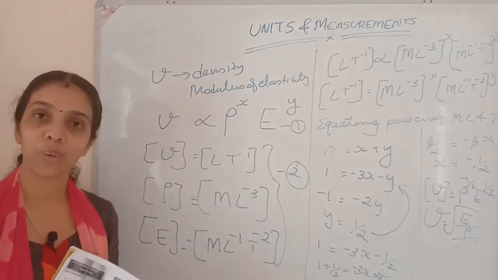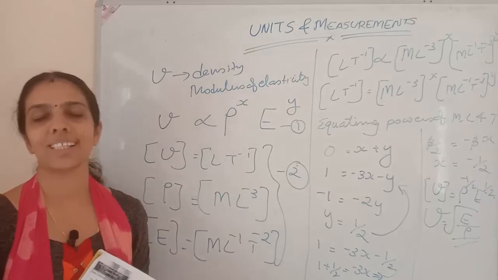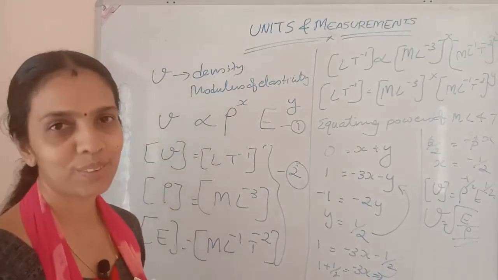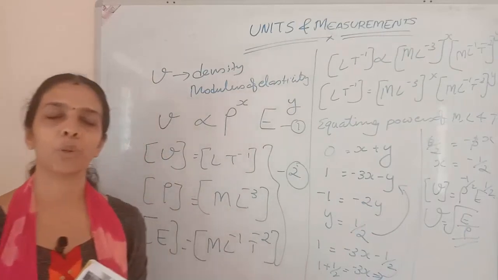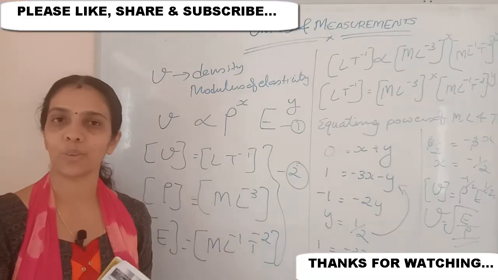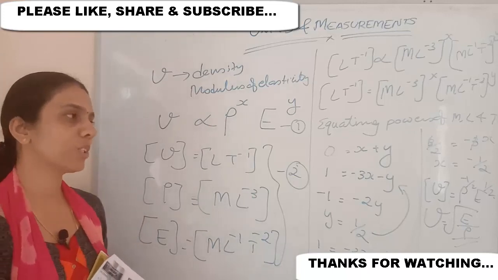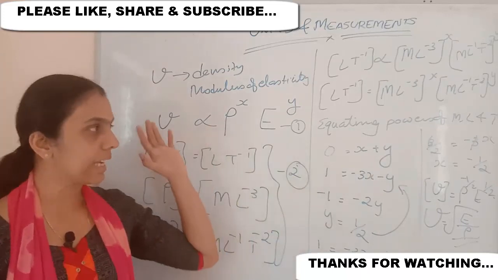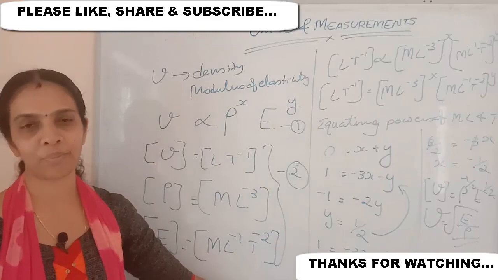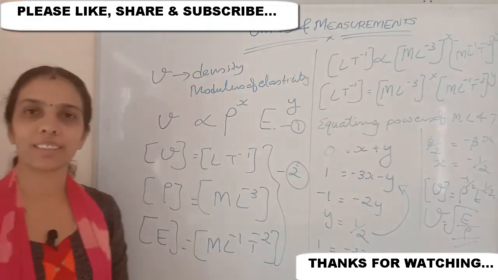Actually this one you are learning in your waves chapter. Okay, so from this root of B by rho, like that you are studying there in the case of longitudinal wave. Velocity of a longitudinal wave, the same method only we are adopting there. Okay, so I think this much is clear for you.